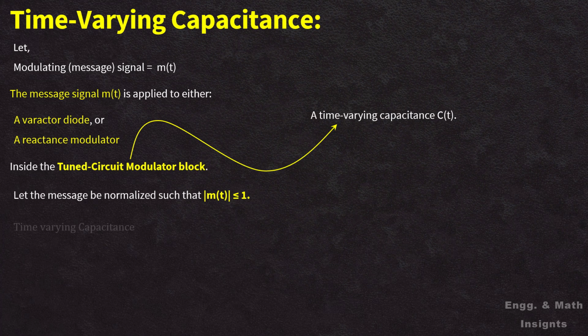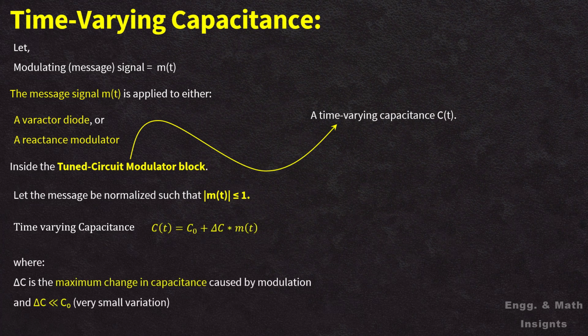Suppose the message signal produces a small time varying change in the tank capacitance, that is, C(t) can be written as C0 plus ΔC times m(t), where ΔC is the maximum change in the capacitance caused by modulation, and this ΔC will be very much less than C0, which is the static tank capacitance. Now this time varying capacitance C(t) is directly fed into the LC oscillator block.